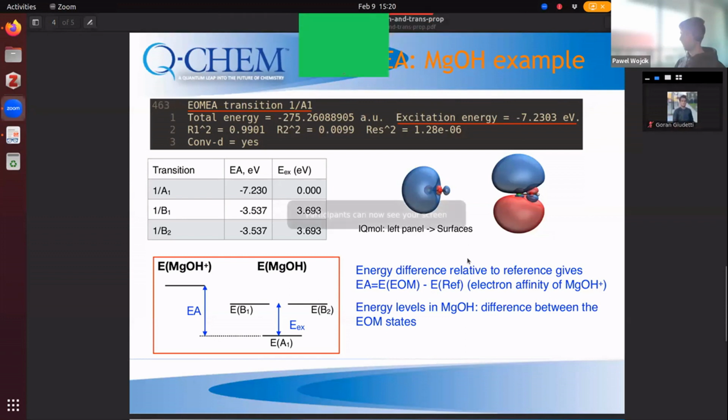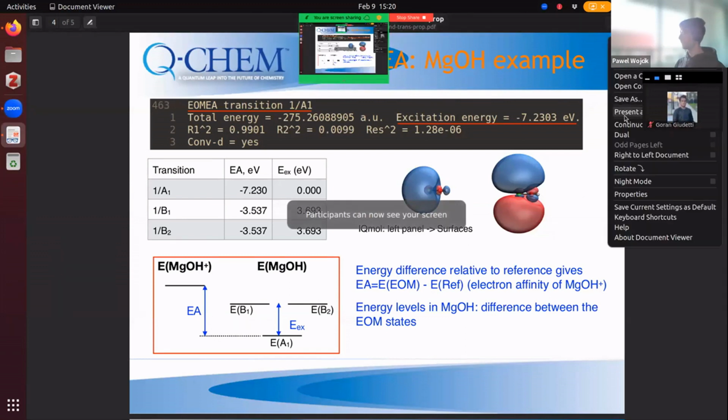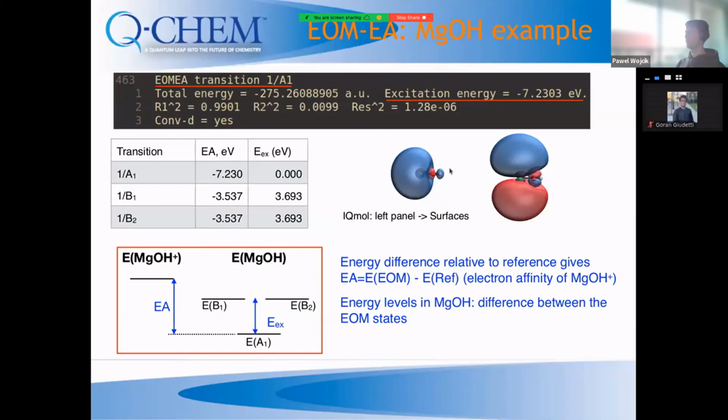Okay, so I have the summary of the EOM electron attachment for the magnesium hydroxide example. In this case, you look in the output for the line beginning with EOM EA transition, which starts the listing of the target states. It shows the excitation energy. And this is just as in the spin flip case that Gohan has just described, a value that's irrelevant here, as it shows the excitation energy from the cationic reference to the EOM target states.